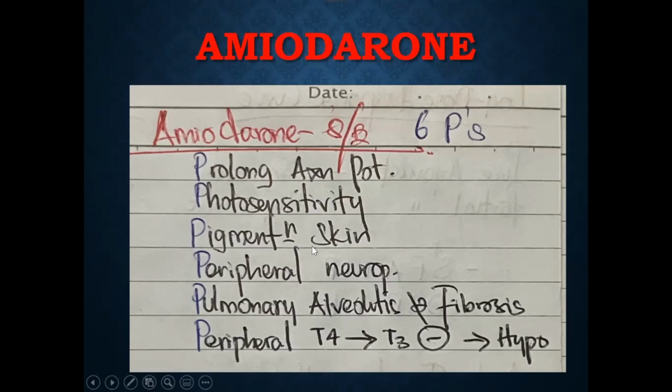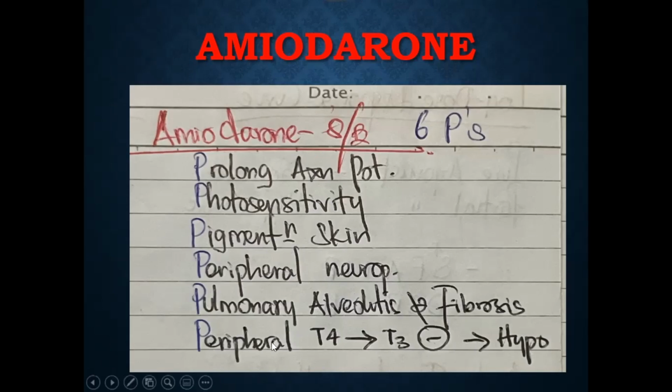Pigmentation: it can cause skin pigmentation if you use it long term. Peripheral neuropathy can also happen, so a patient will come with peripheral neuropathic symptoms. Be aware in those who already have some neurological deficit. Pulmonary alveolitis and fibrosis: in patients with pulmonary fibrosis, we avoid amiodarone. Those who have a very stiff lung, you cannot use multiple doses of amiodarone, as it can cause fibrosis.